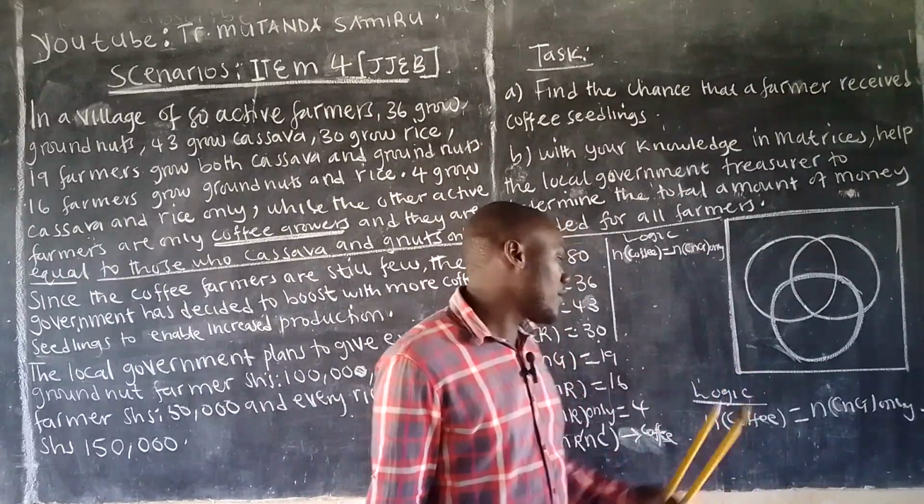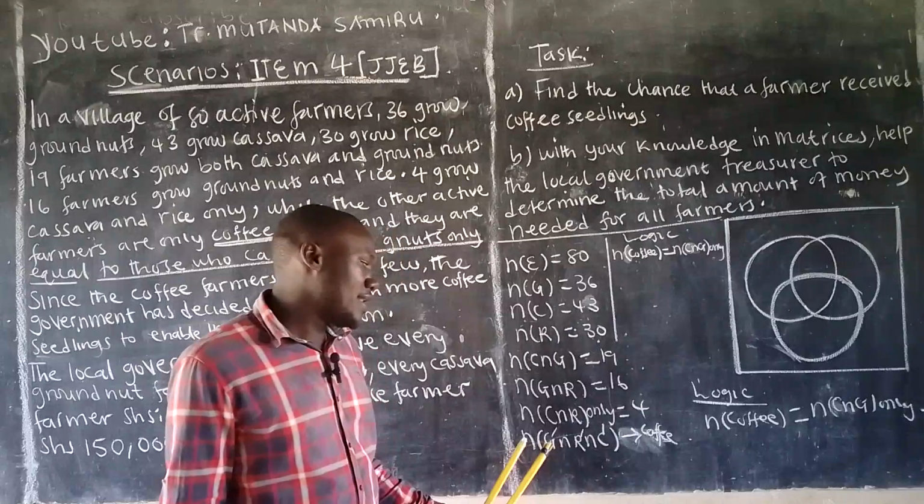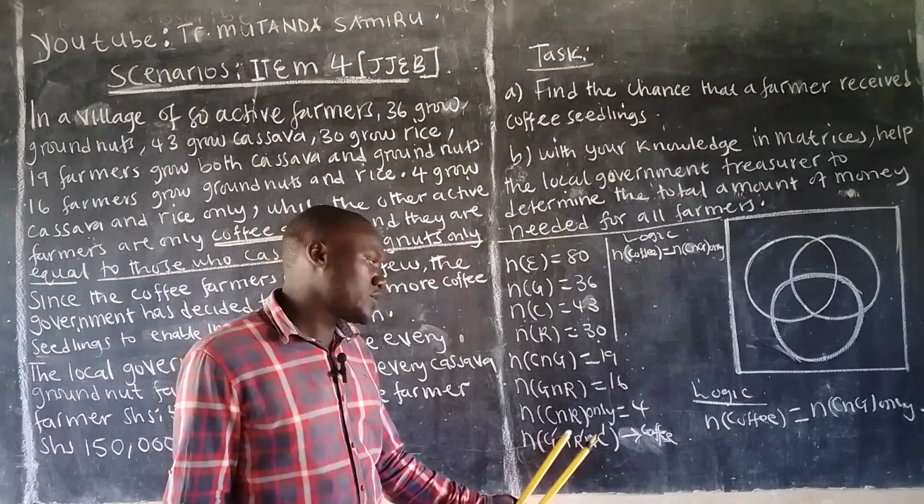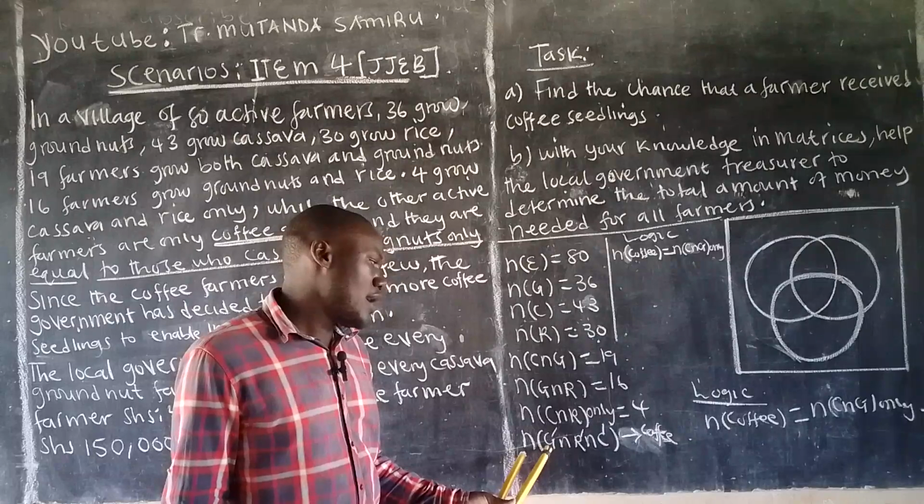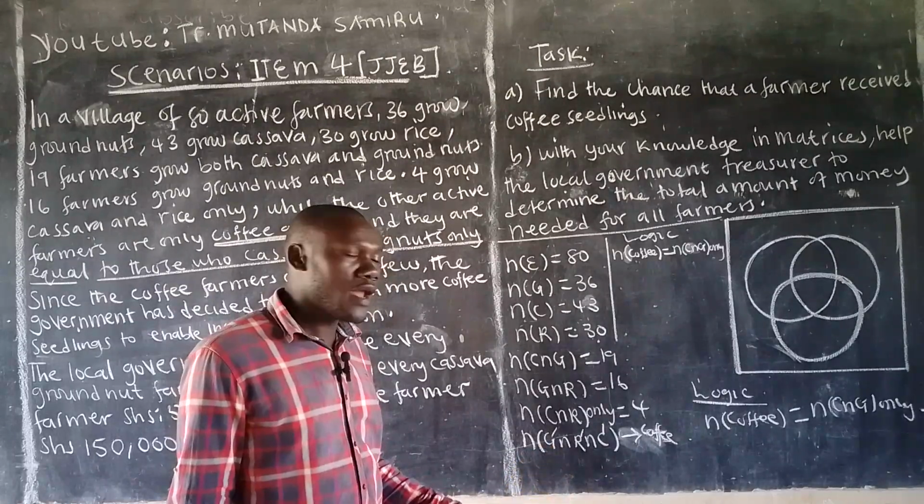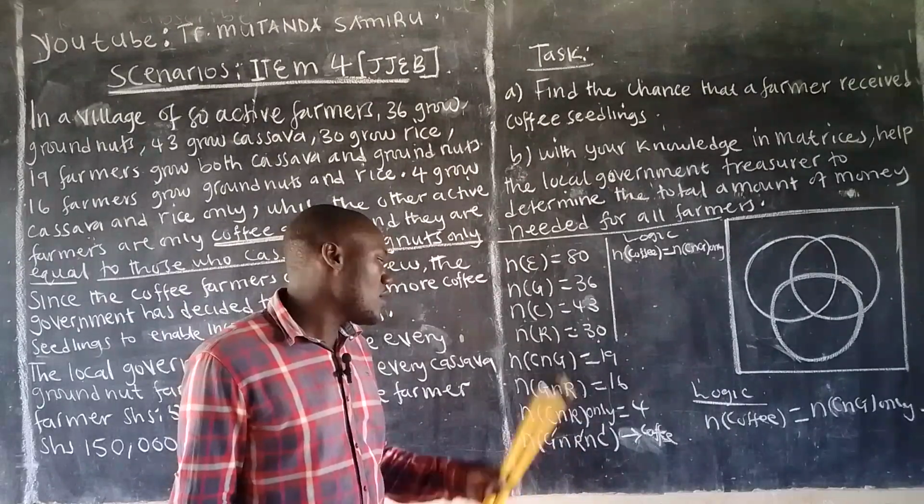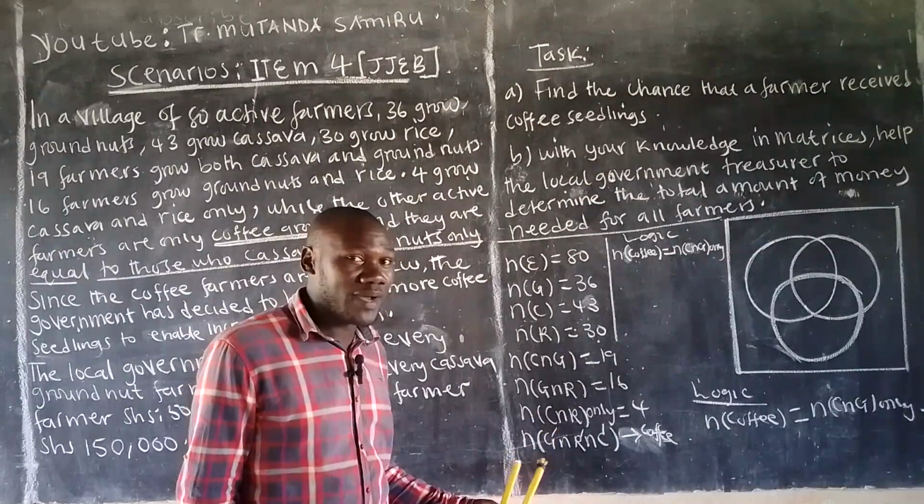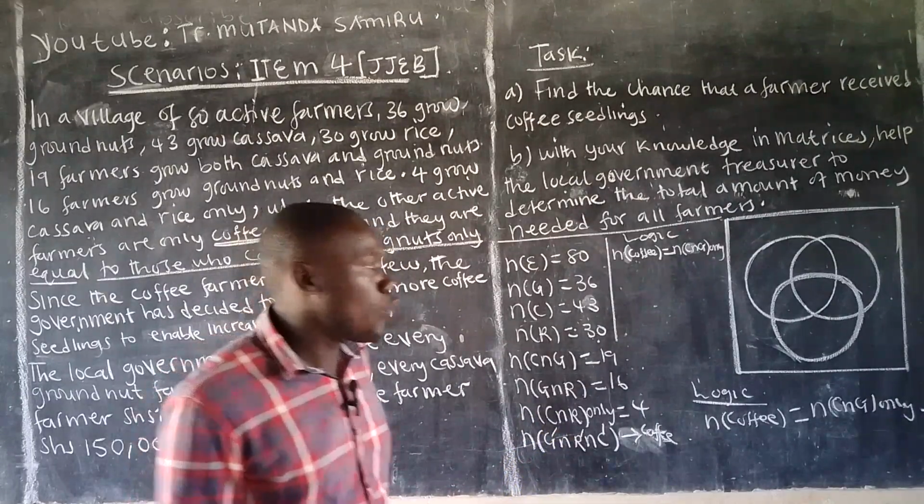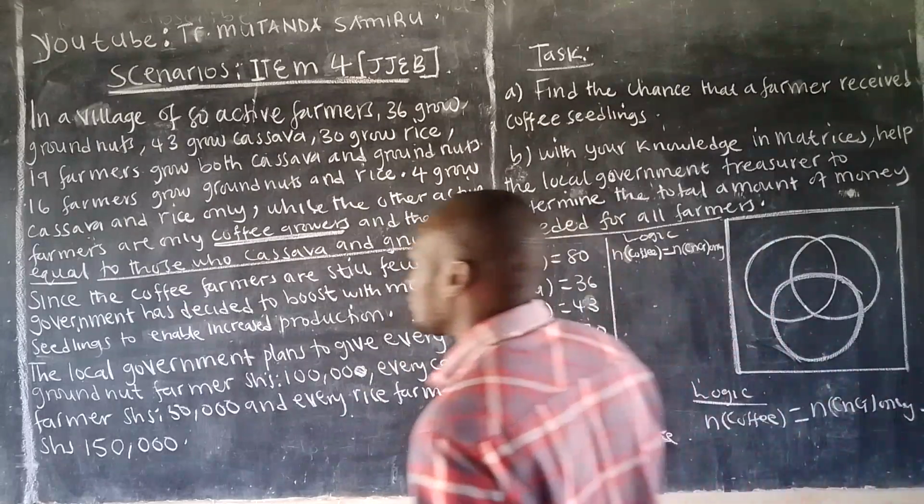But remember, coffee must appear outside the circles. I put it for you here: the number in G complement intersection R complement intersection C complement must be coffee. Please, here the order doesn't matter. You can also start with the number in R intersection G intersection C, or the number in C intersection R intersection G. Here, the order doesn't matter, so long as you know what you're doing. All right, good. Any other information here?